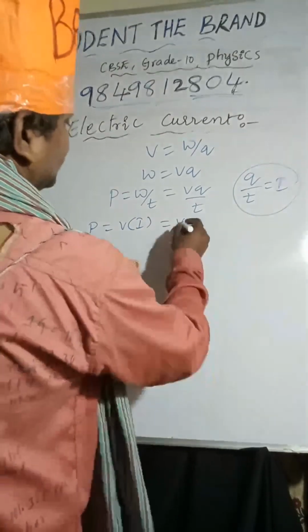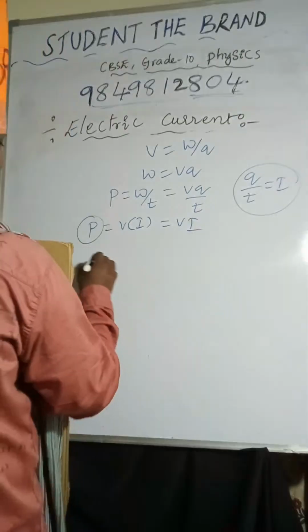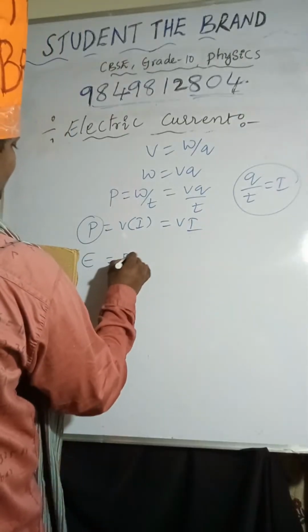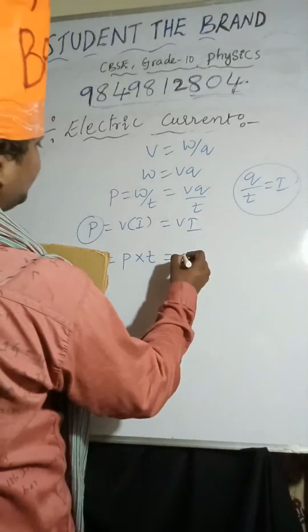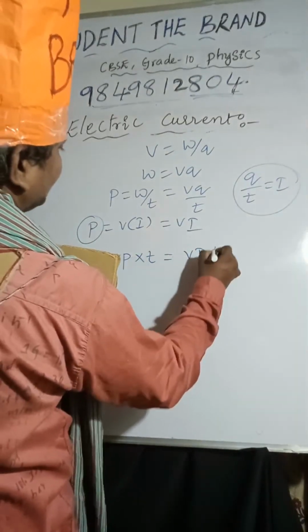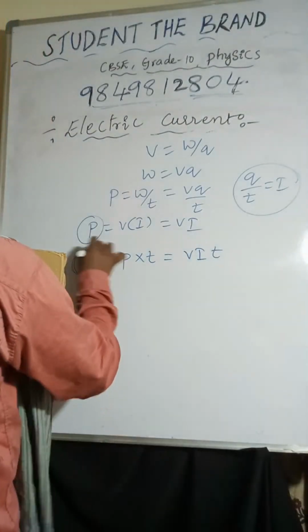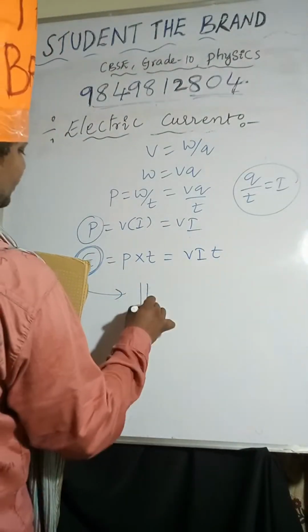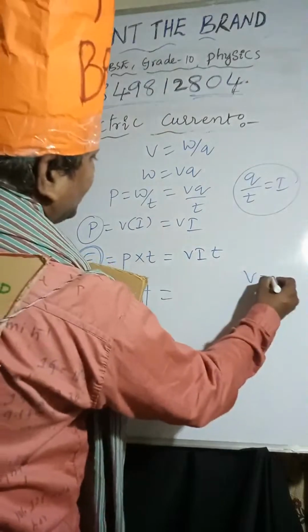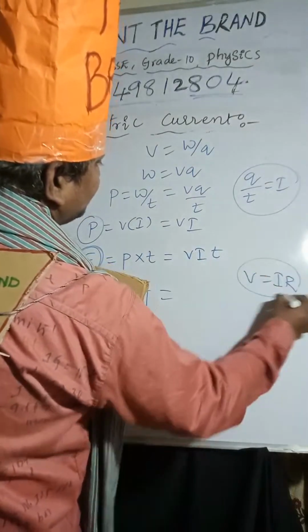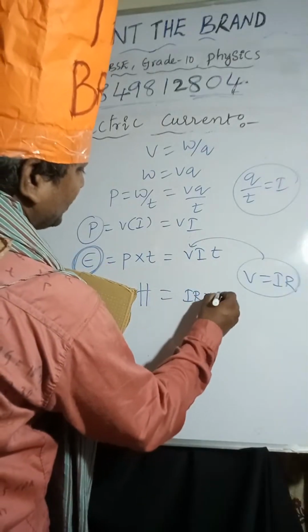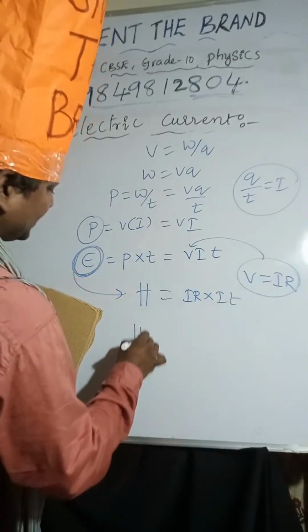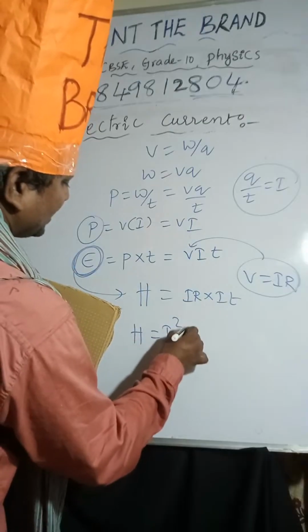Now, power energy is given to the conductor with respect to time, so now we can take E equal to VI into T. Whatever energy is given to the conductor will become heat. We know V equal to IR. Substitute V equal to IR in this formula: IR into I into T. So H equal to I square RT.